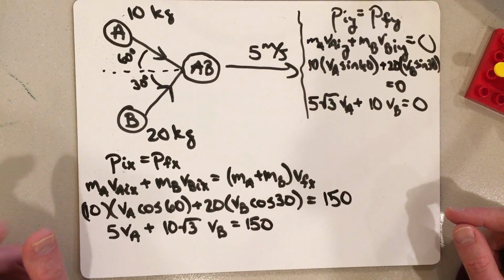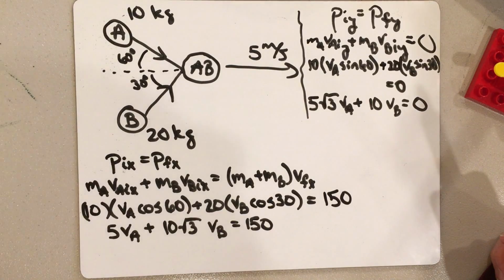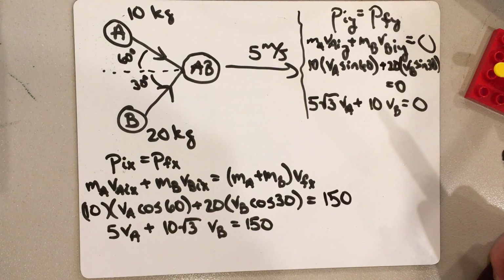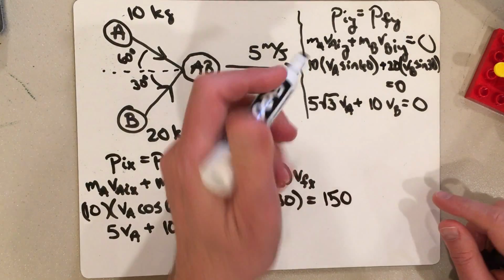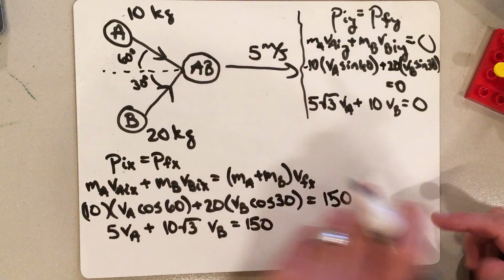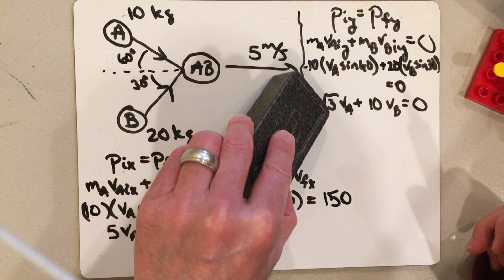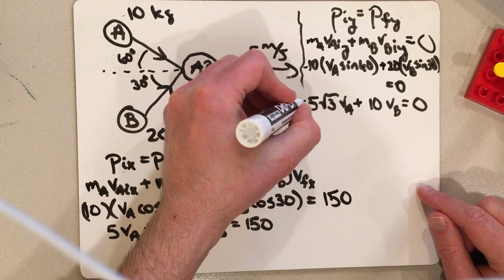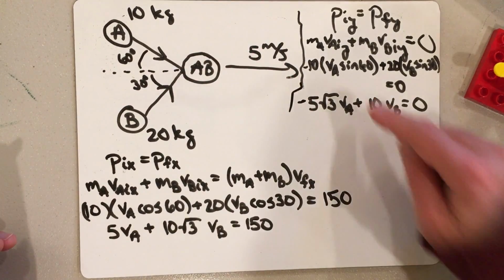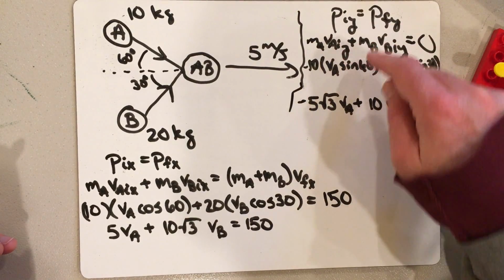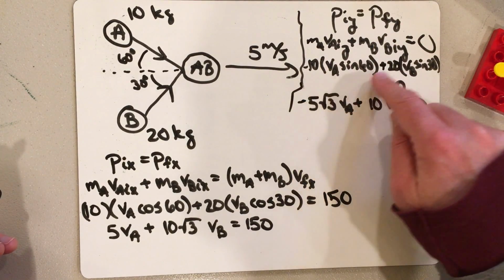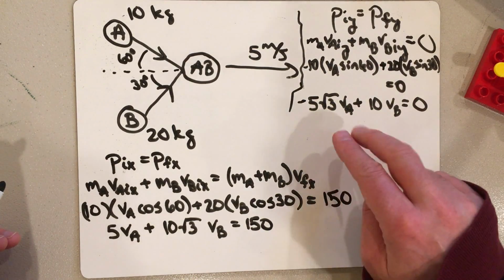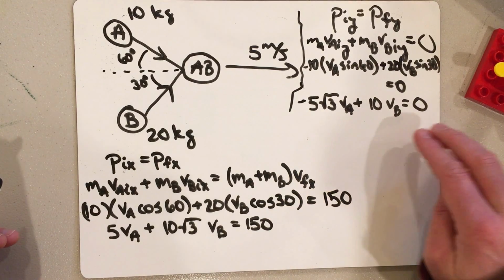I have made a small mistake here. Let me go ahead and fix that. My mistake is I forgot to recognize that the initial y momentum of A is going down. So there should be a minus sign right there. And that again is because the y component of the velocity is going to be negative. That's why I'll be adding this negative quantity to this positive quantity to get 0.